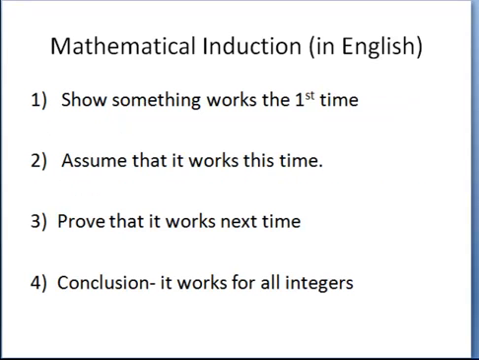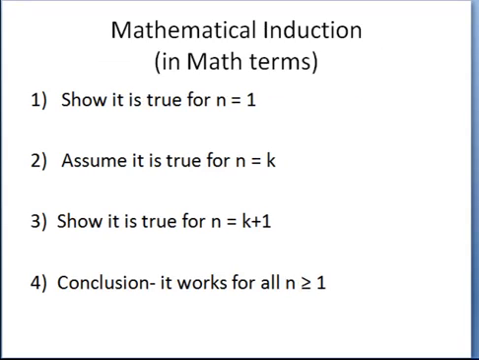Basically, what we need to do to prove a conjecture is to show that something works the first time, assume that it works this time in any given time, prove that it works next time, and then draw the conclusion that it works for all integers. In mathematical terms, we show that it's true for n equals 1. We assume that it's true for n equals k. Then we show it's true for n equals k plus 1. And then we can draw the conclusion that it works for all n greater than or equal to 1.